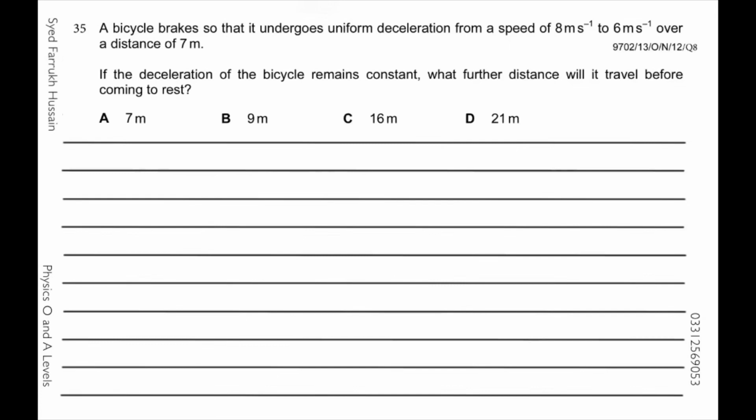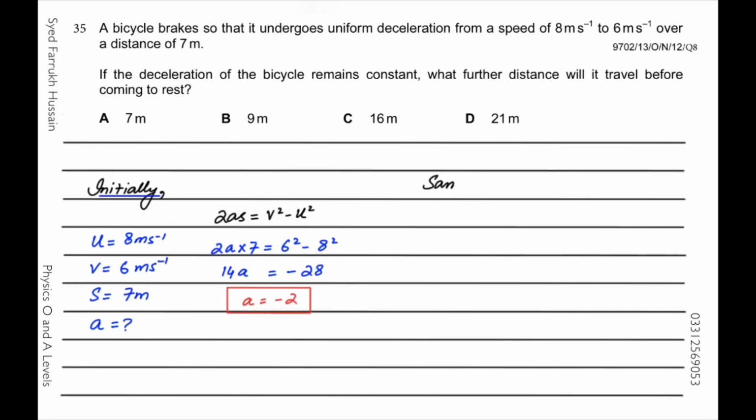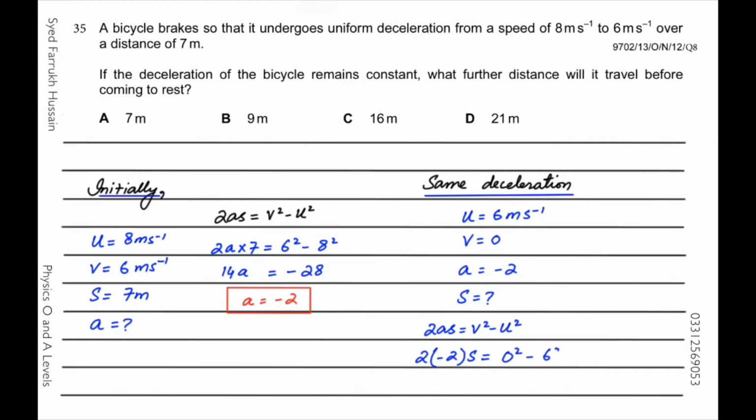In the initial condition, the data is given so that you can find out the deceleration the object had. By the working you can find the deceleration, which is -2. Now you can use this same deceleration to find out how much further the bicycle will travel before coming to rest. So I'm taking 6 meters per second as the initial speed because now it is at 6 meters per second, and now it has to be stopped by traveling a further distance, right? So u is 6, v is 0, a is -2, and you can find the distance it will travel further, and it's found to be 9 meters.